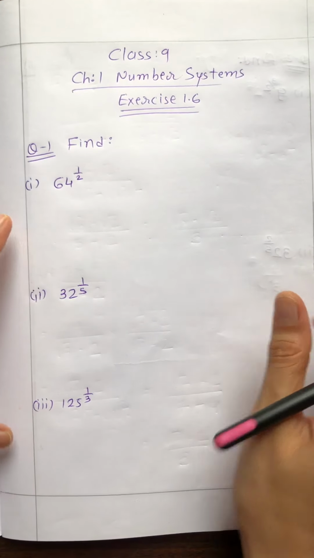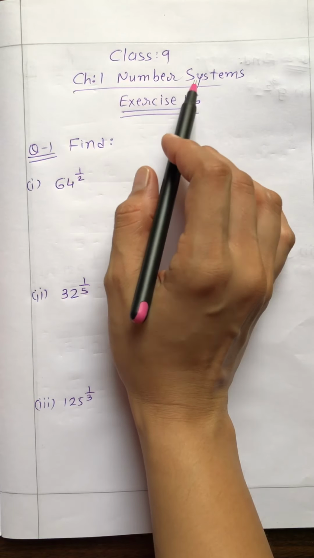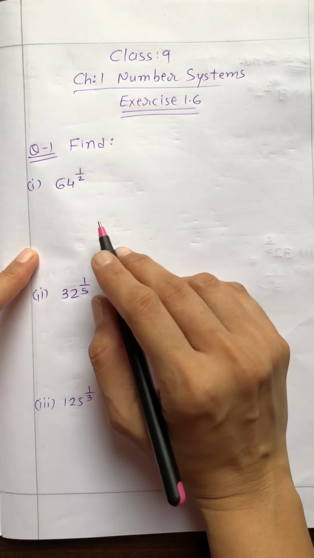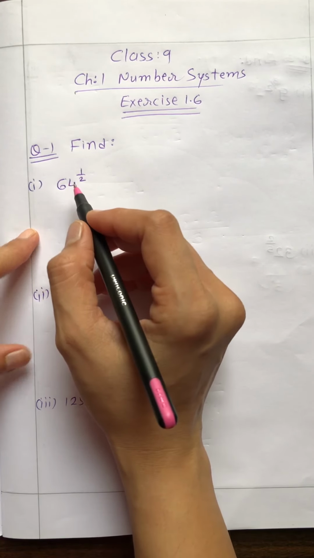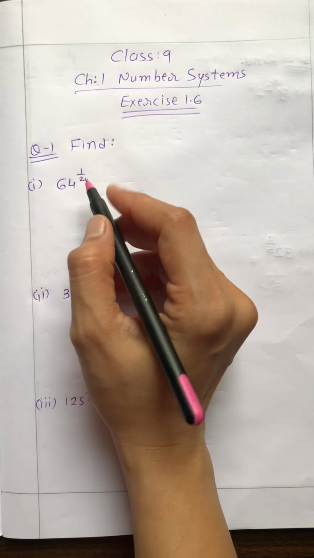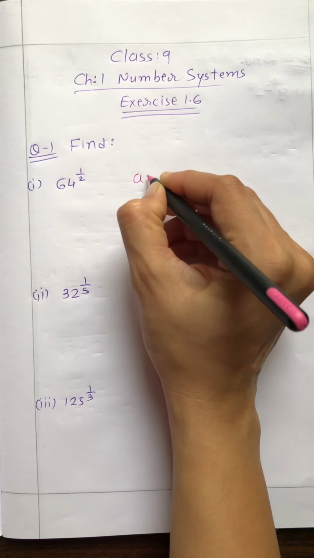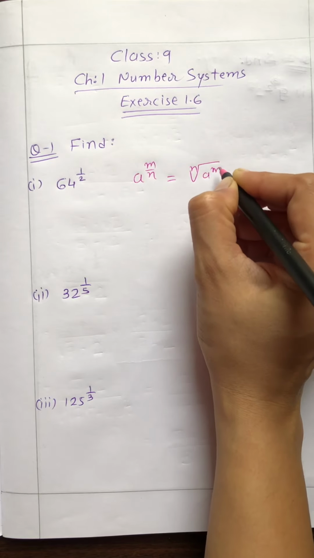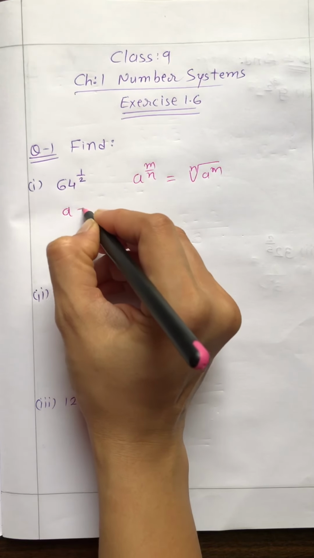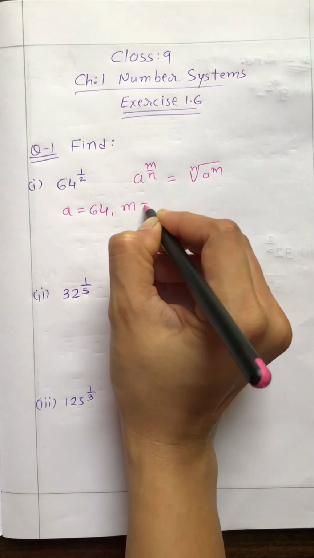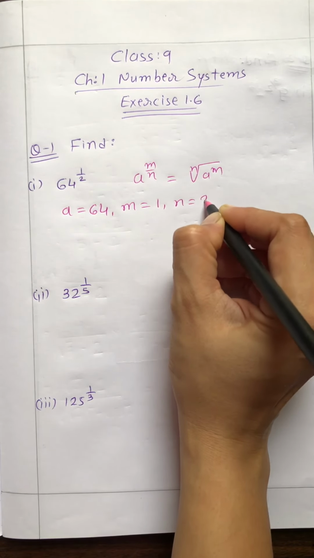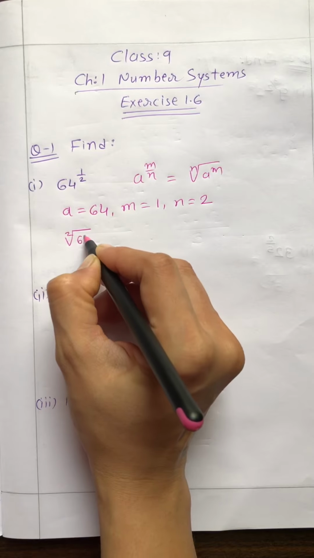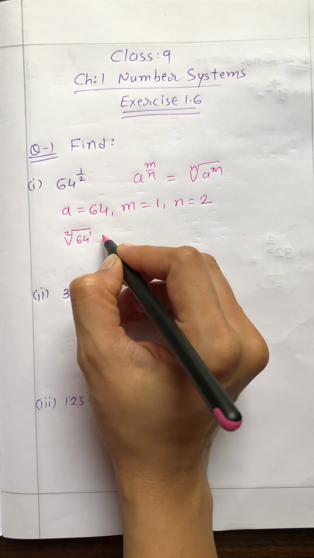Now we will solve class 9 chapter 1 number systems exercise 1.6. Question 1. Find the following. First is 64 raised to 1 by 2. Now compare this with a raised to m upon n is equal to nth root a raised to m. Here a is 64, m is equal to 1, n is equal to 2. So you can write it this way: square root 64 raised to 1 which is 64.